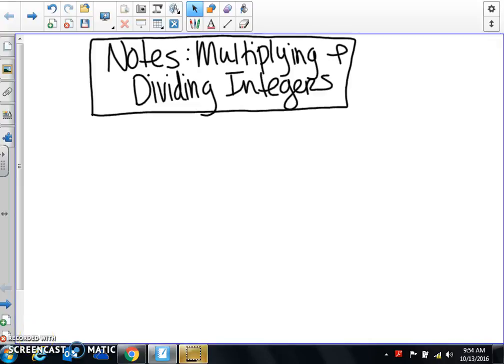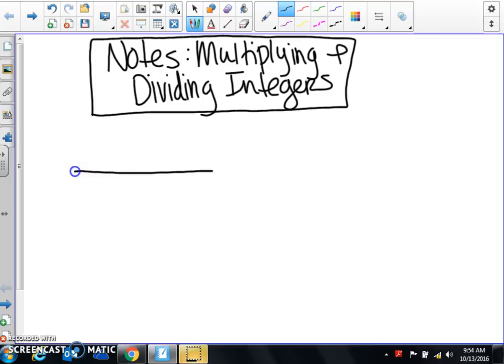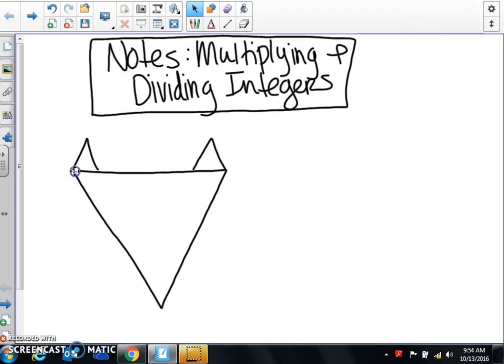Okay, when we're multiplying and dividing integers, you really just got to think, what does the fox say? So let's go ahead and make a fox. There's his little ears. Okay, so then he has his two eyes and his mouth.